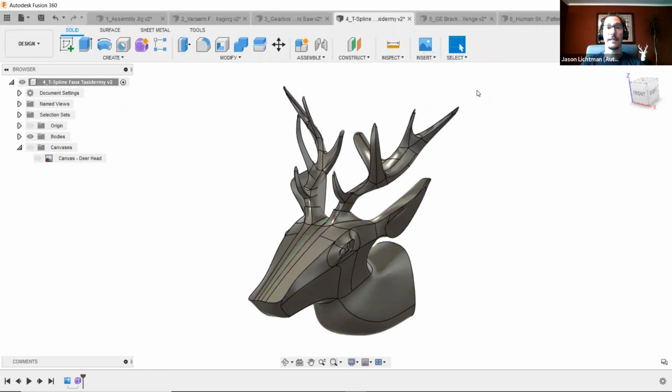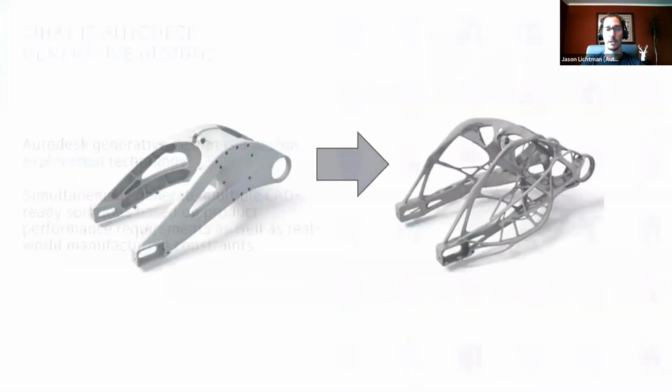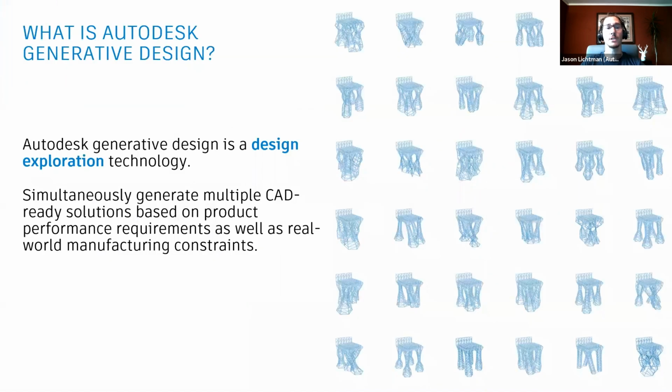Now, we're not done. In that agenda, we had quite a few other different ways to model as well. The next one is called Generative Design. Let's jump right back into our PowerPoint for a second. And I want to tell you a little bit about what generative design is. So it's a design exploration technology. And it uses, by the way, artificial intelligence to simultaneously give you multiple solutions to your problem that are based on product performance requirements as well as real-world manufacturing constraints.